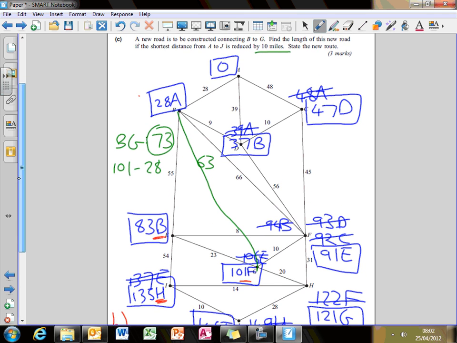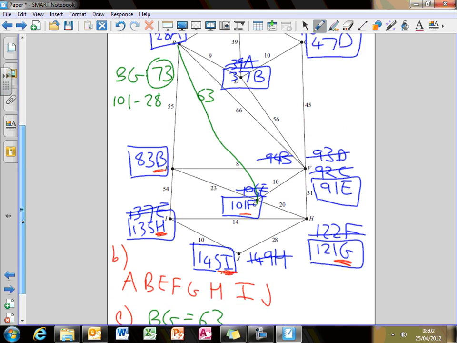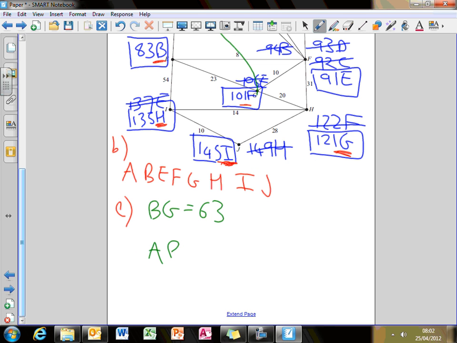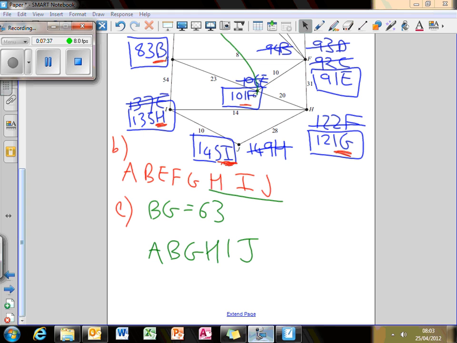Oh, well, that's really easy, isn't it? That's just going to be A, B, G, and then as before. So the new route is A, B, G, H, I, J from above. Wow, 3 marks for that. That's not too bad, is it? Right, and that's the end of the question.